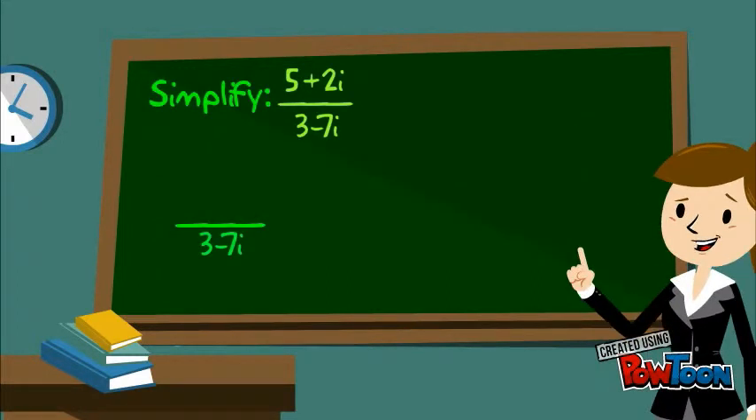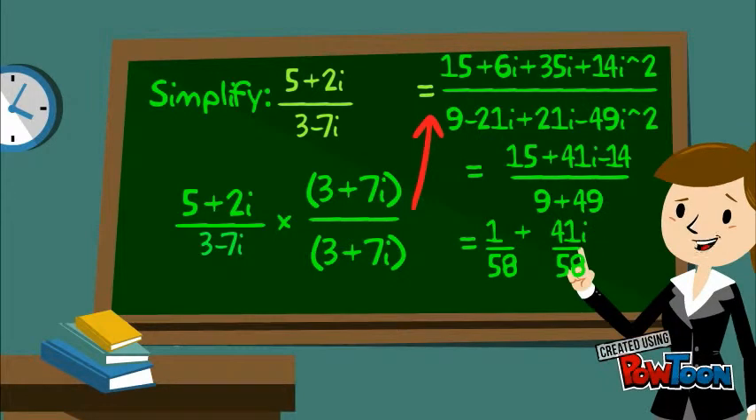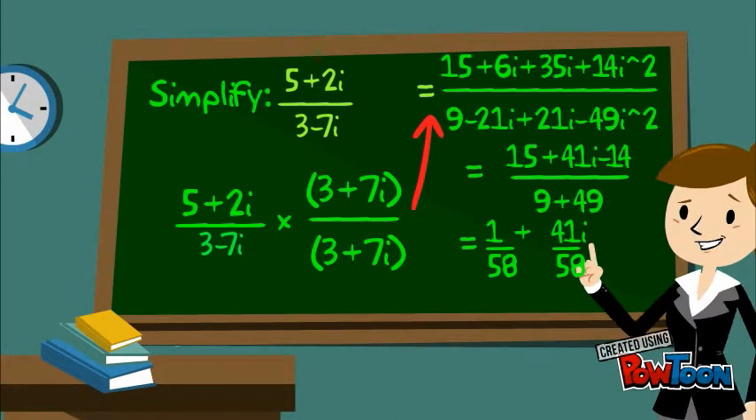Next problem, simplify the quantity of 5 plus 2i over the quantity of 3 minus 7i. Multiply both the numerator and the denominator by the conjugate of 3 minus 7i, which is 3 plus 7i. Simplify until you get 1 over 58 plus 41i over 58.